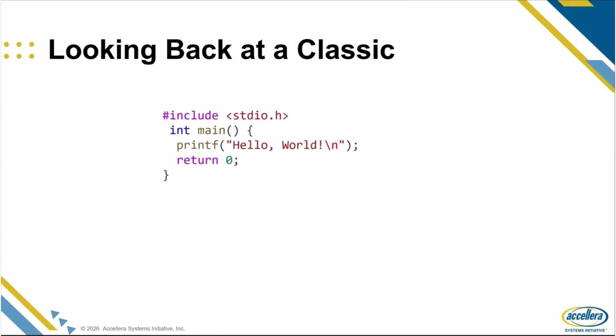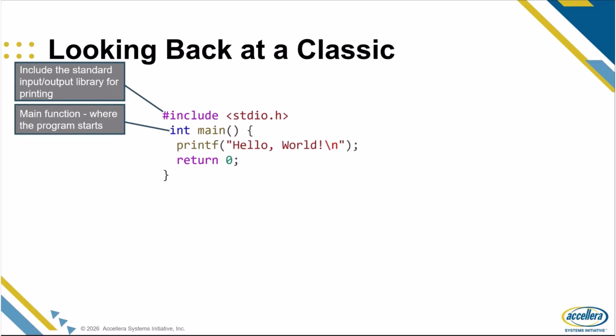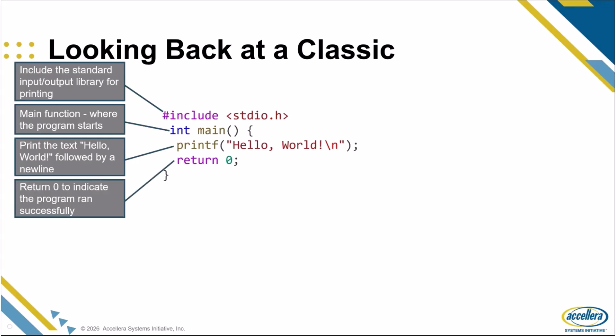Here's our basic C example. So we start with including a standard I/O library for printing. We have a main function, which is where the program starts. We have the body of the program, which in this case is just going to print out a message. And then we have a return statement, which indicates that the program ran successfully.